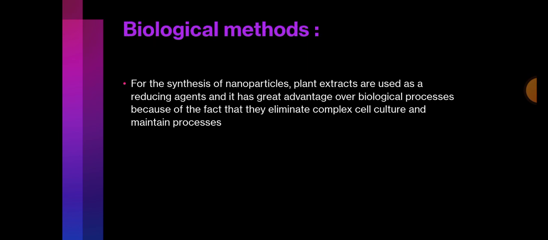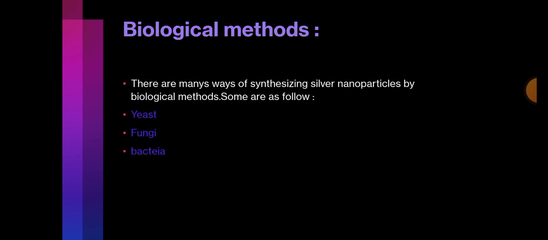Biological methods. For the synthesis of nanoparticles, plant extracts are used as reducing agents, and it has greater advantage over other biological processes because of the fact that they eliminate complex cell culture and maintenance processes. There are many ways of synthesizing silver nanoparticles by biological methods, such as the following: yeast, fungi, and bacteria.